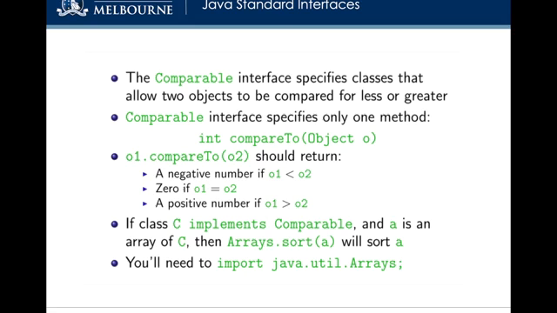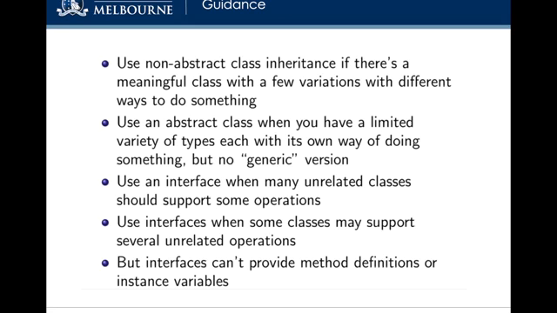So you do have to import java.util.Arrays, but of course the IDE should be able to do that for you. You use non-abstract class inheritance if there's a meaningful class with few variations with different ways to do something. Use an abstract class when you have a limited variety of types, each with its own way of doing something but no generic version. And use an interface when many unrelated classes should support the same operations. Use the interface when some classes may support several unrelated operations. Interfaces, as I've showcased, can't provide method definitions or instance variables.